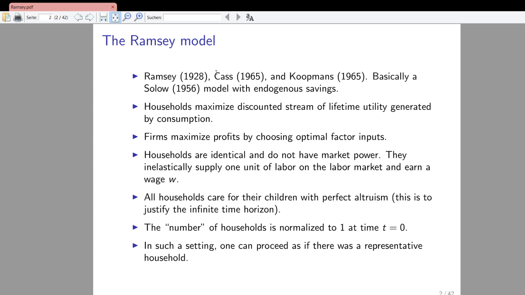To justify the infinite time horizon, it's assumed that households care for their children with perfect altruism, so we can write down the optimization problem in infinite time, and we normalize the number of households, if you will, to 1 at time 0, but we allow for population growth, which is then a growth in the size of the household, basically, over time. Now, in such a setting, we can proceed as if there was a representative household, meaning that the choice of this representative household stands for all the households in the economy.